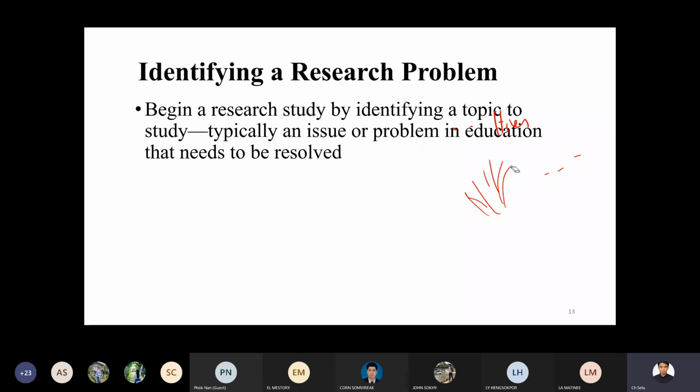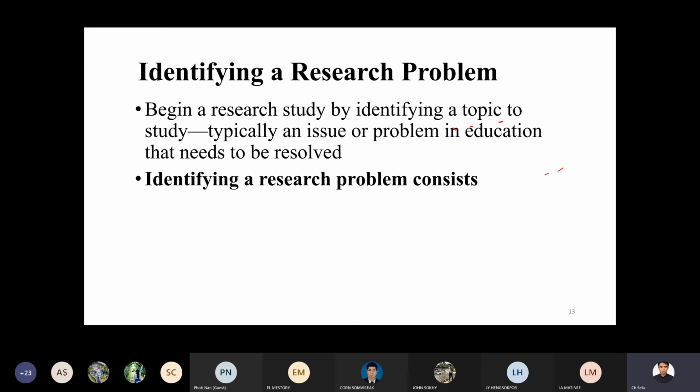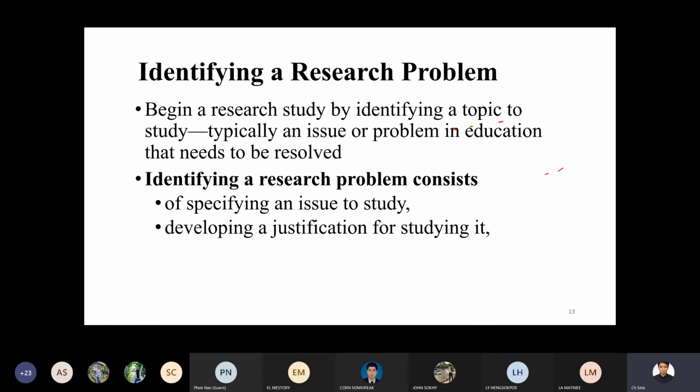Okay. Now let's continue to the next point. Identify a research problem consists of a specific issue or study. You have a specific issue or study. We can see that my story topic is very specific: high school students, right? And teaching strategy and material, maybe she referred to the course book. So very specific already. And developing a justification for the study.